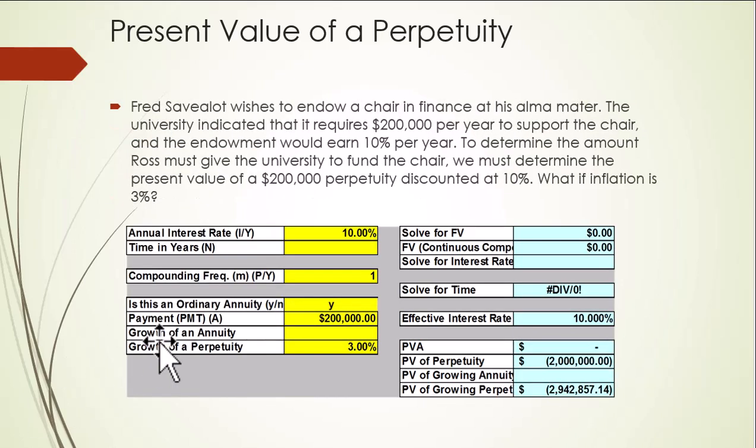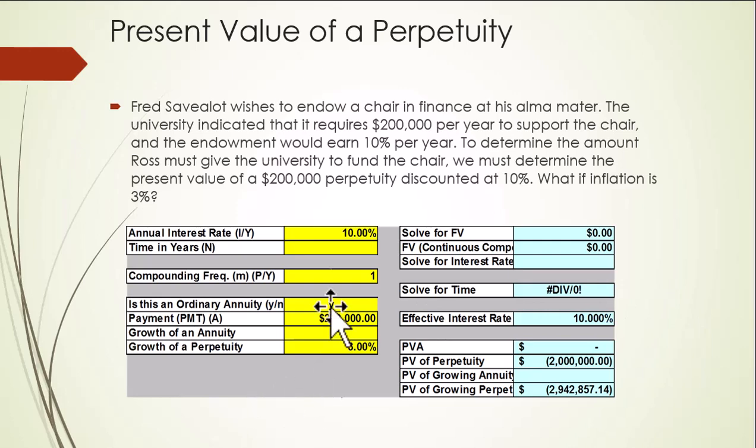So here we have an example where we need $200,000 a year to support a position. The endowment of this university earns 10% per year. How much does this investor need to contribute to the university so that they can get $200,000 a year? Well, we also add, what if inflation's 3% so we can keep up with inflation?